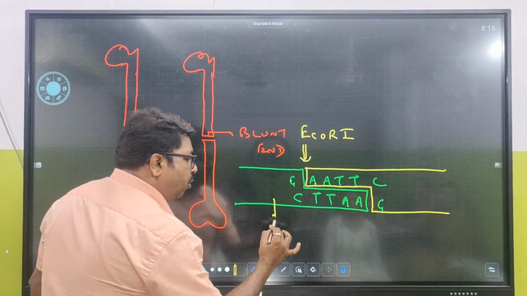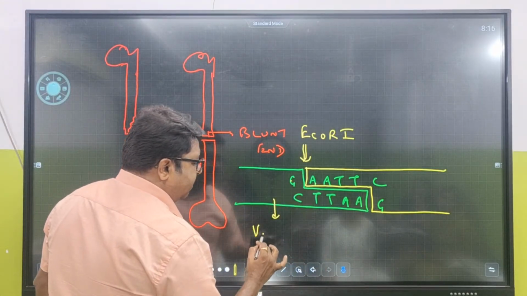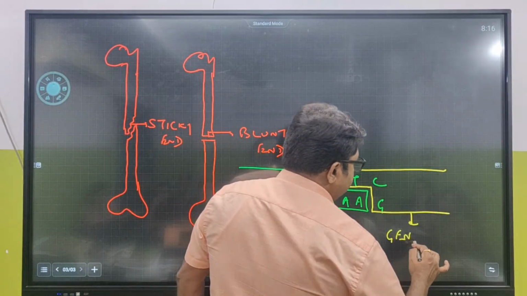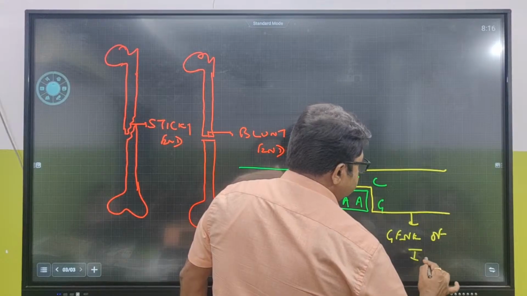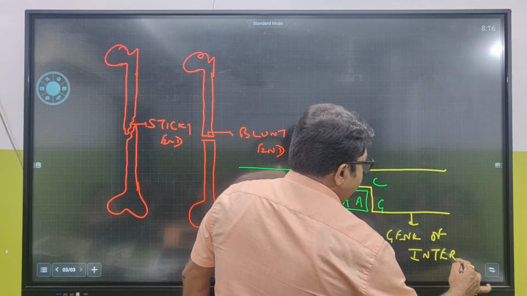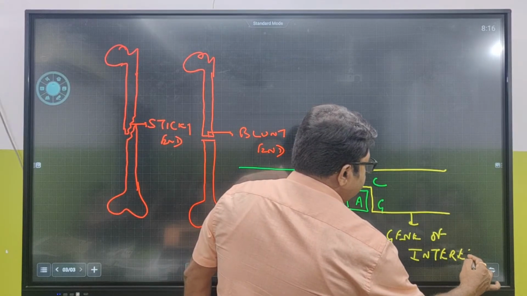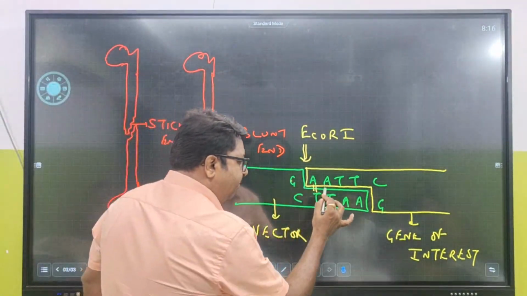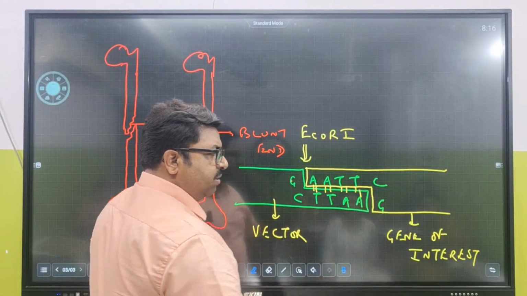So in your book you can see one of them is the vector DNA and the other one is the gene of interest. In the book, one is in red and one is in black. Fine, and they are going to stick. They are going to form bonds, and this is how they join.